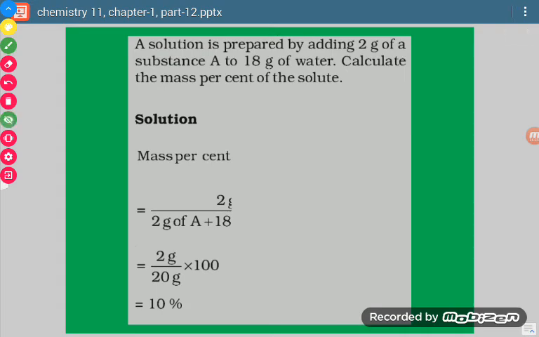Here, with the help of one example, we can check. Suppose a solution is prepared by adding 2 gram of a substance A in 18 gram of water. Then what is the mass percentage of A? Mass percentage of A will be equal to mass of A over total mass of solution, multiplied by 100. So this way you will get it. Mass percent is this much, and it is 10% in this case.